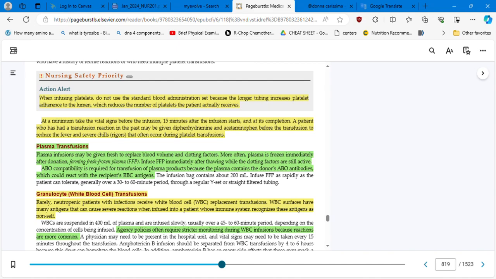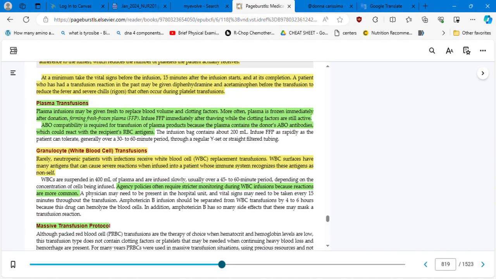So when you transfuse red blood cells, you're going to use the tube that has a Y shape, right? In one part you are administering the normal saline, and in the other you have the RBCs. For platelets, it's a short tube, okay? It's not the longer tubing. You always take your vital signs before and after.